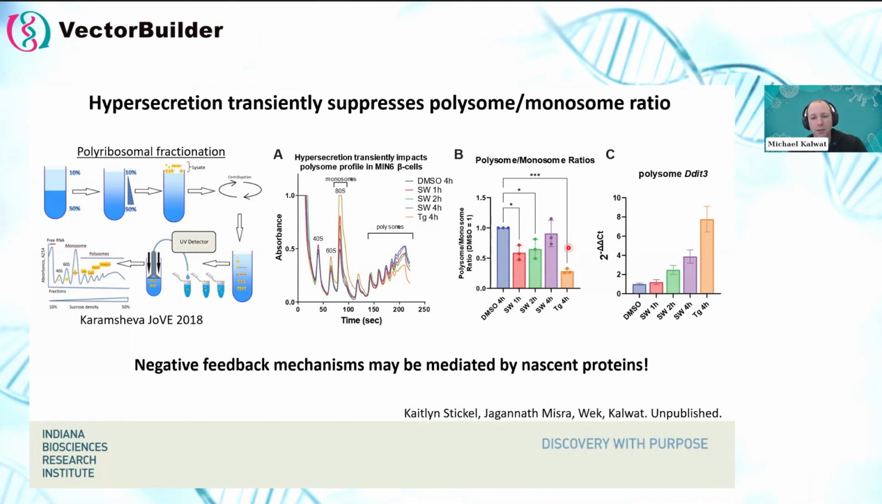And just to validate this approach, we showed that some components of the ER stress response are actually induced, or their translation is increased, even in the face of thapsigargin treatment. For example, here's DDIT3, which is also known as CHOP. That is induced by thapsigargin, and also it's induced by hypersecretion. And you can see here these are increased even when the polysome to monosome ratio is decreased.